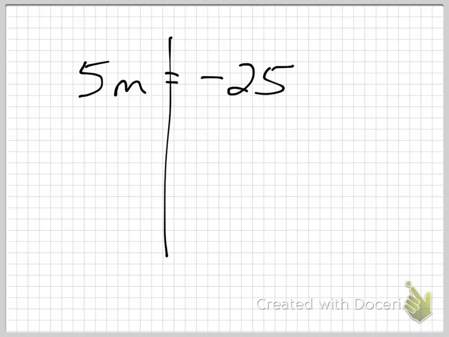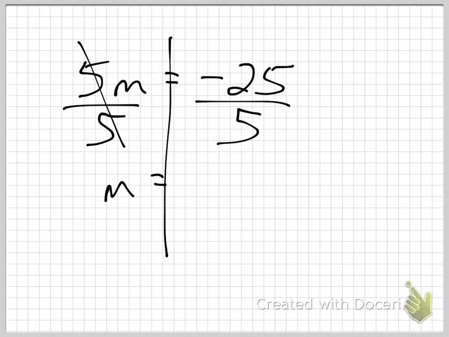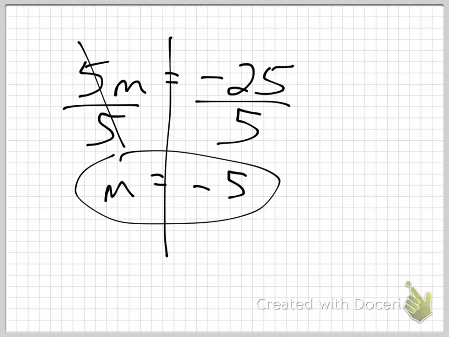You guys try one. Try that, please. Line down the equal sign. The variable's not happy. He's being multiplied by 5. What's the opposite of multiply by 5? Divide by 5. m equals, what is negative 25 divided by a positive 5? A negative divided by a positive is a negative 5. How many of you got m equals negative 5?